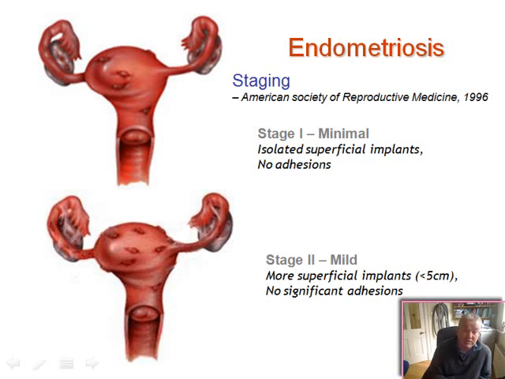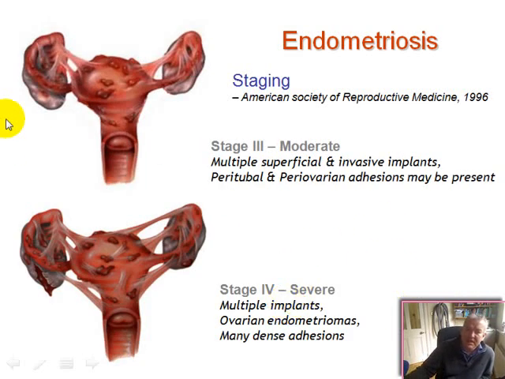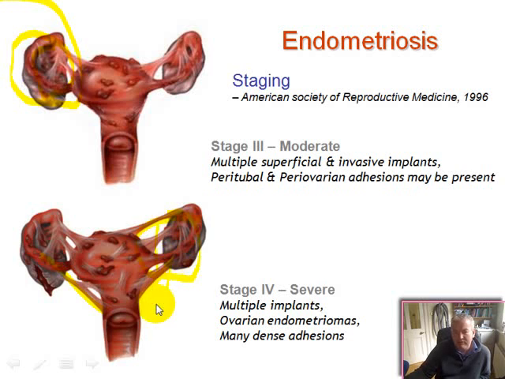How do we stage endometriosis when we find it? Well, it's staged based on the revised American Society of Reproductive Medicine staging. Stage 1 is minimal: a few superficial lesions on the uterus, fallopian tubes or ovaries. Stage 2 has more implants, totaling less than 5 centimeters when you add all the measurements together. Stage 3 has multiple lesions with invading implants, also tubal disease, and adhesions may occur. Stage 4 is severe disease with endometriomas and dense adhesions, and the ovaries may be fixed to the back of the uterus or the pouch of Douglas. Also, they may be adherent to each other.